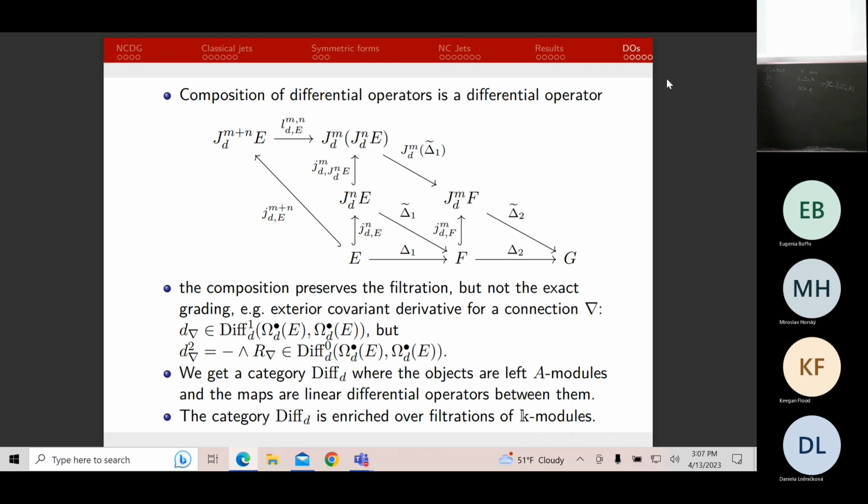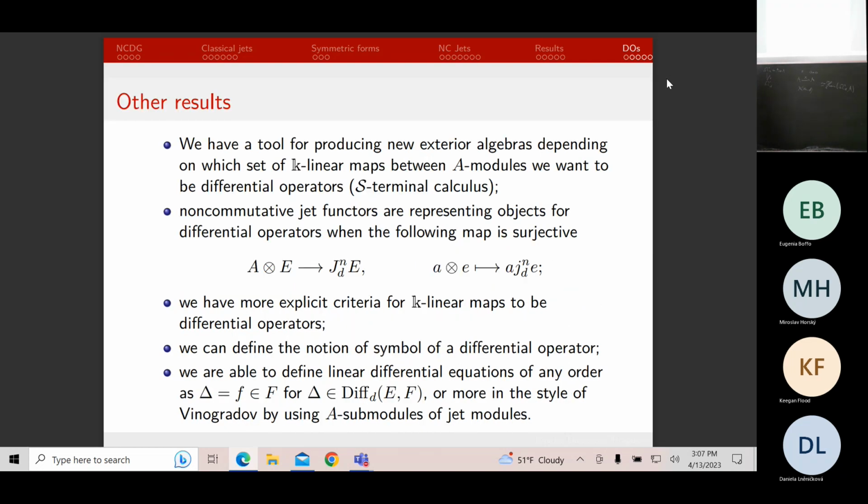Okay, so we can now define a category Diff where the objects are A-linear modules and the maps are differential operators. And we know that this category is enriched over filtrations of k-modules. Okay, some final results.